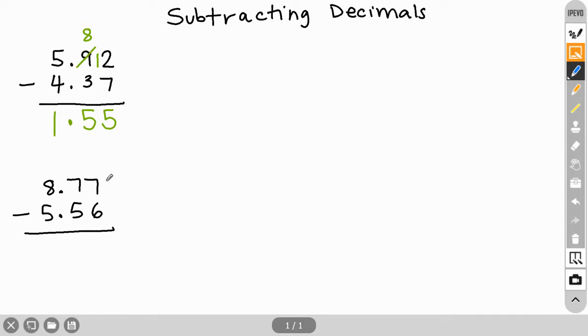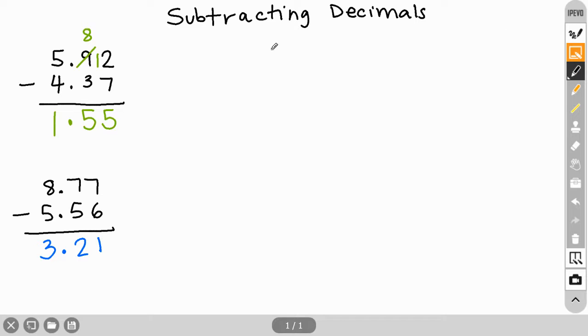So let's try to subtract. Okay, so here I have 7 take away 6. That leaves me with 1. 7 take away 5 will leave me with 2. Bring down your decimal point. And 8 take away 5 equals 3. This one you didn't even have to borrow because the numbers at the top were enough to take away the numbers at the bottom. Now, there will be some tricky ones.